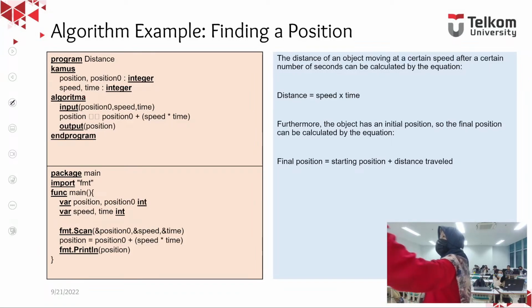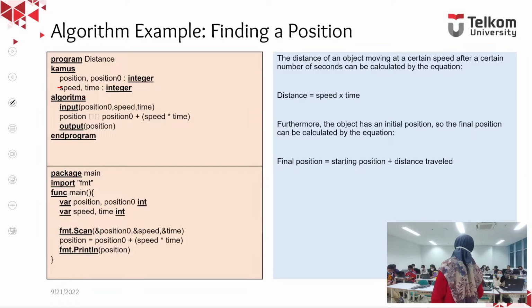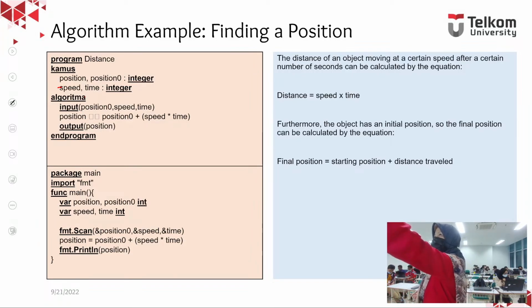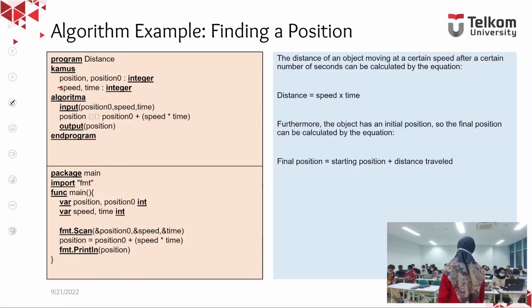As you can see here, in the first dictionary line, there are two variables that represent position and position zero. Position zero means the original position. Okay. And on the second line, we have speed and time. All of the variable data types are integers. So we have to pay attention to the data type. All integers.